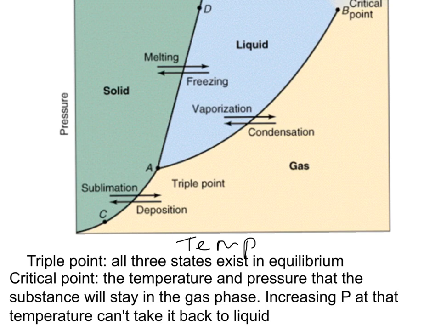The temperature and pressure that a substance will stay in the gas phase, and increasing pressure at that temperature can't take it back to liquid. But of course, if we then drop the temperature back down, then it can go back into liquid. It's not stuck in gas forever. All right, so those are what phase diagrams are.